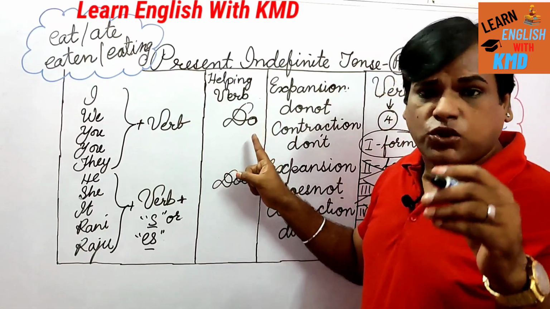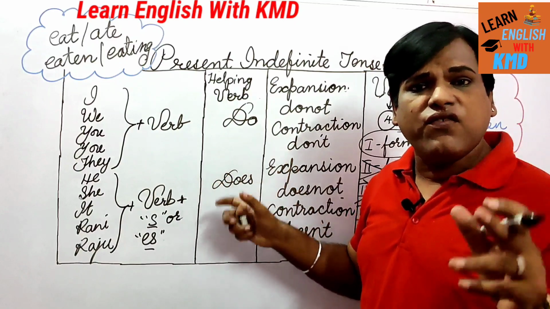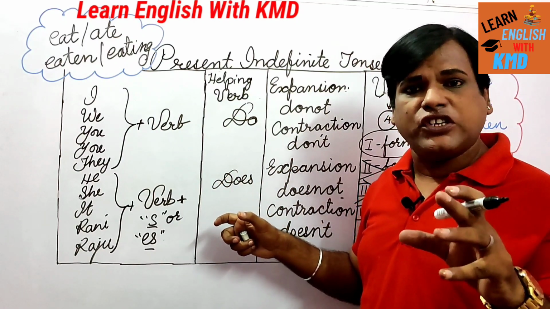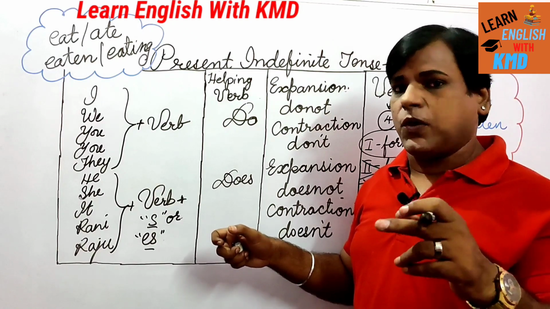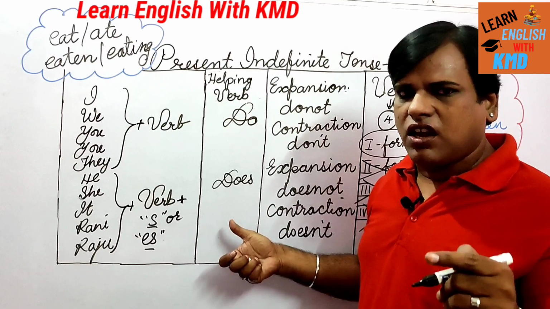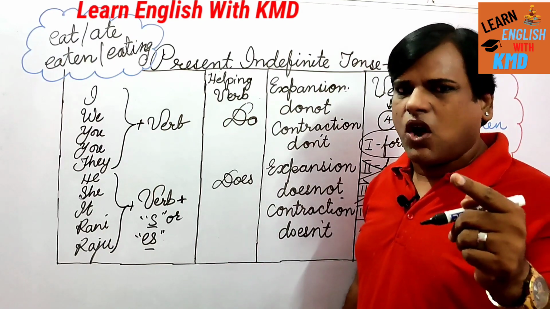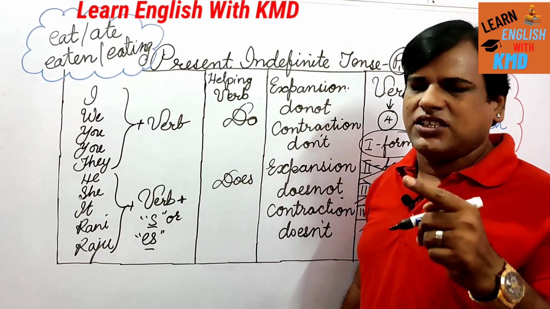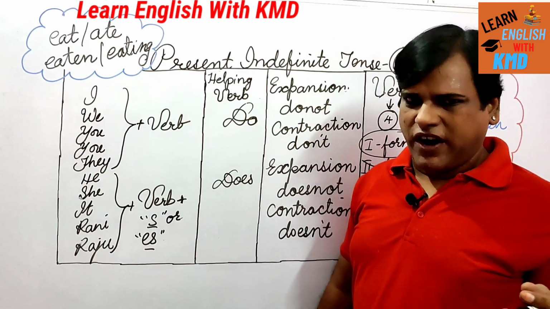My question starts with do when I'm talking about I, we, you, they. When I'm talking about first person singular and plural, second person singular and plural, and third person plural. And my question starts with does when I'm talking about third person singular. Do you write a story? Yes, I write a story. No, I don't write a story. Does he write a story? Yes, he writes a story. No, he doesn't write a story.